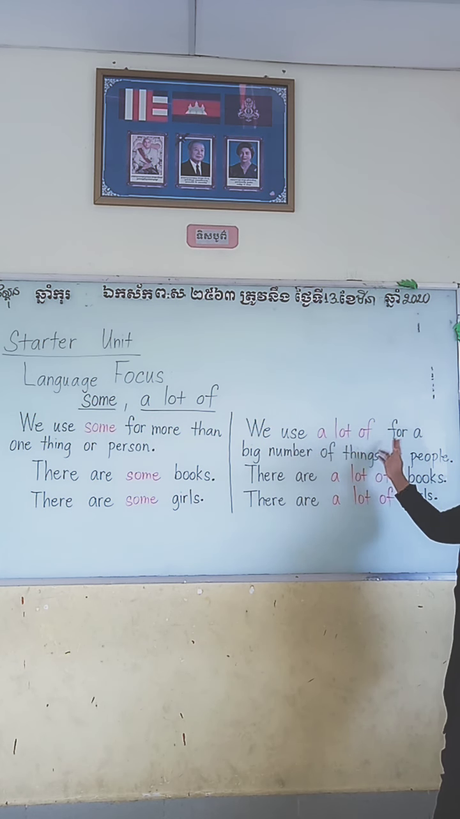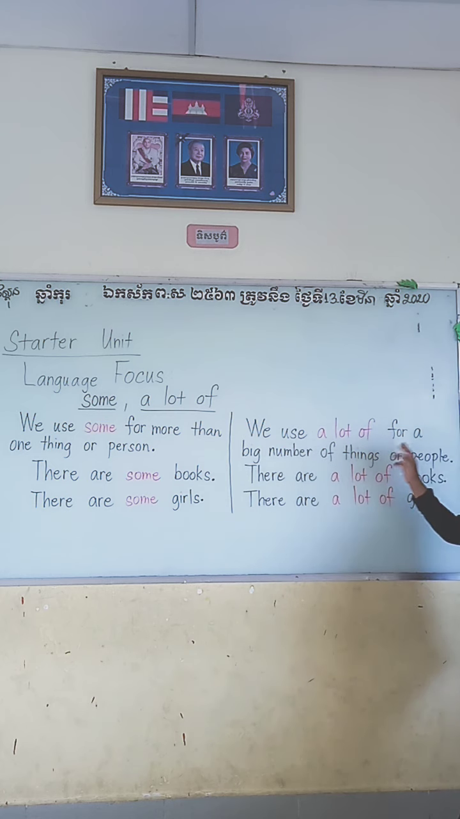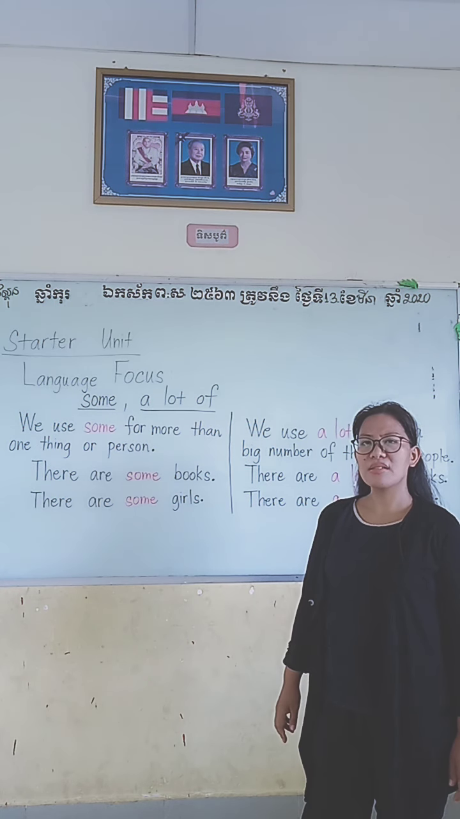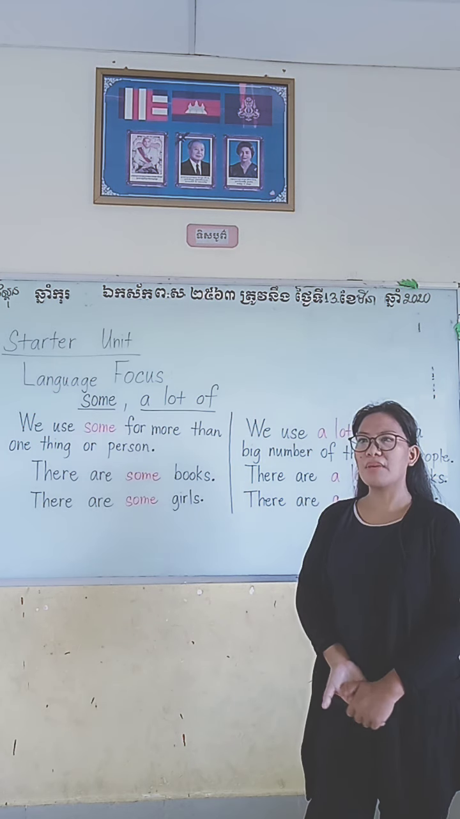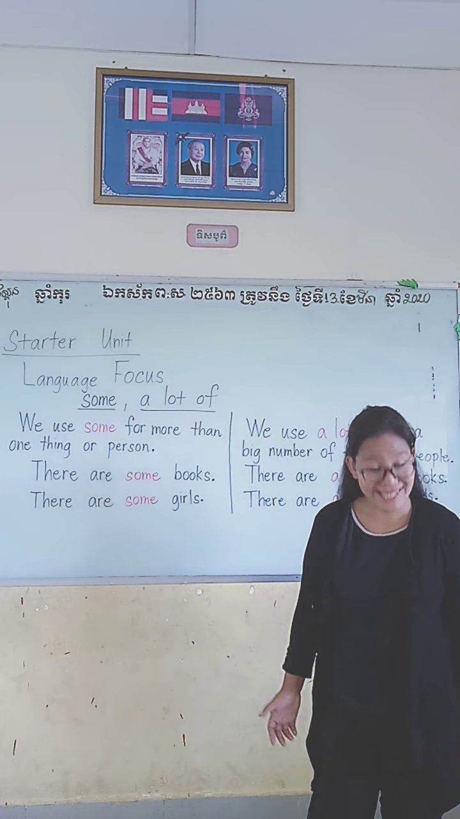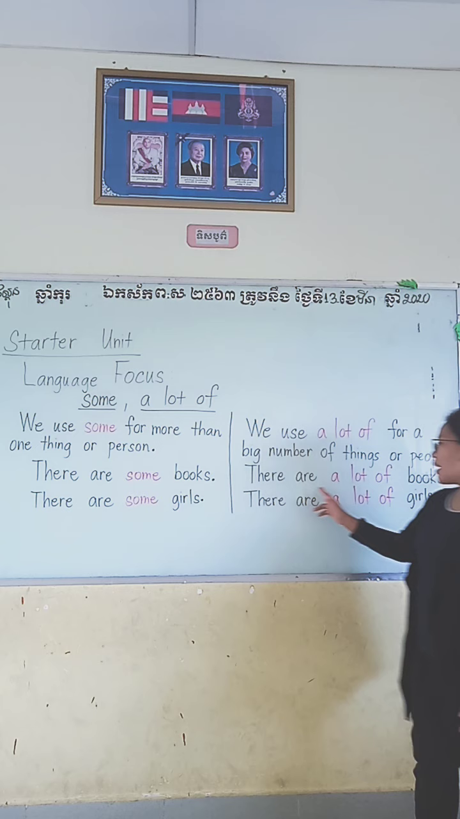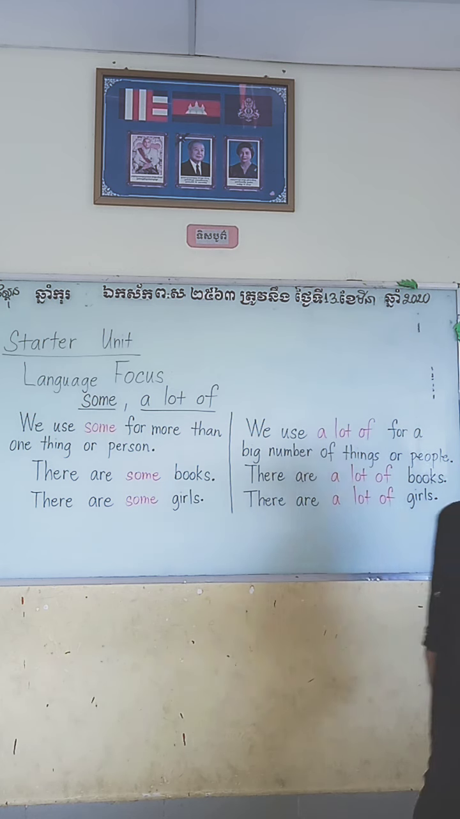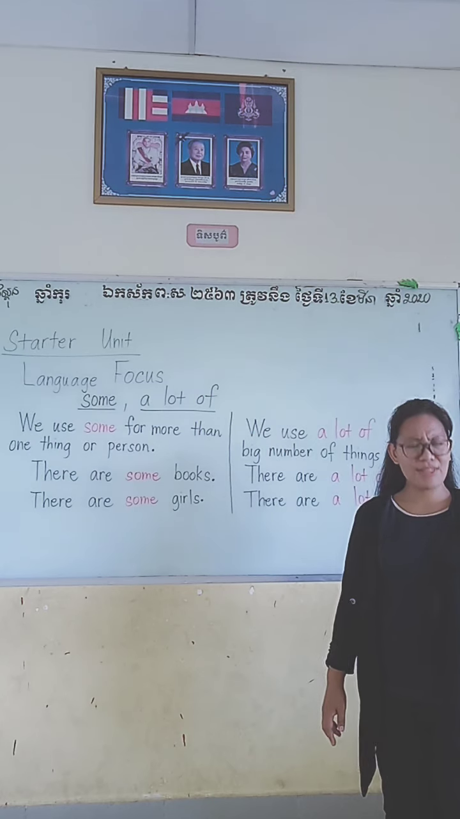Okay. A lot of. How do we use a lot of? We use a lot of for a big number of things or people. When we hear the word lot, that means big. Maybe big groups, big numbers, or big quantity. There are a lot of books. Maybe 50 books. There are a lot of girls. Maybe 70 girls.